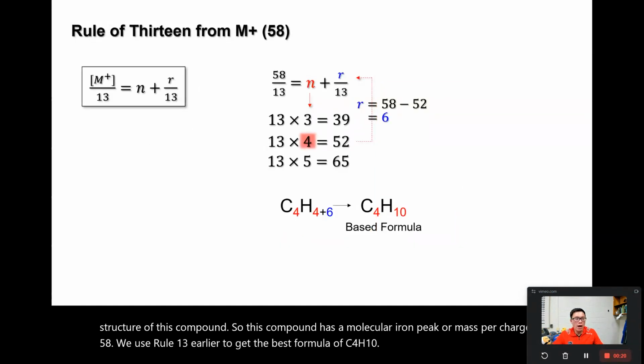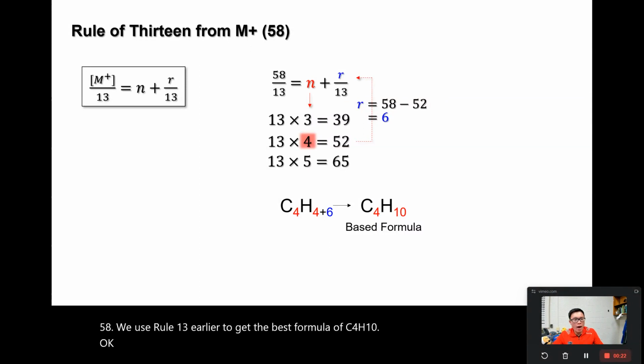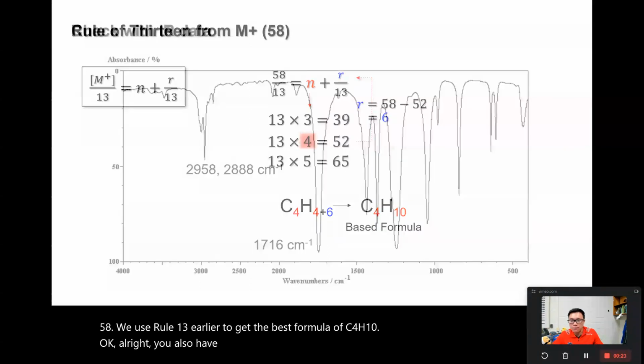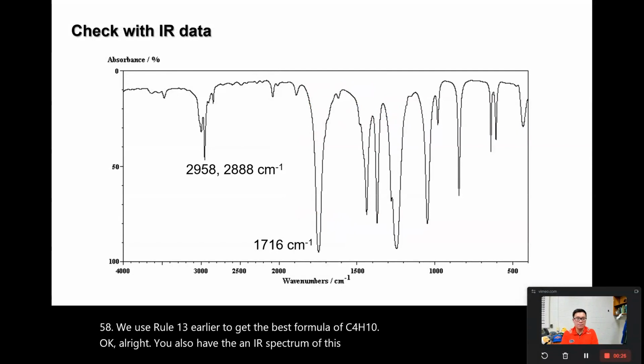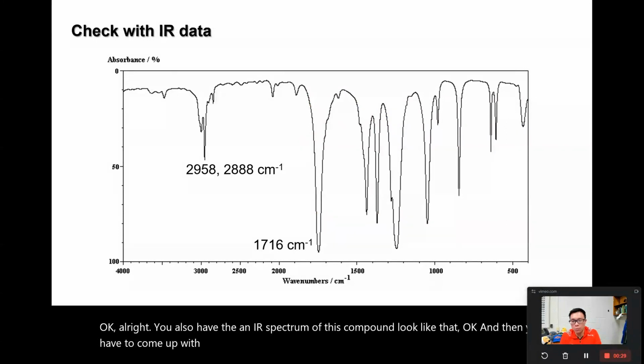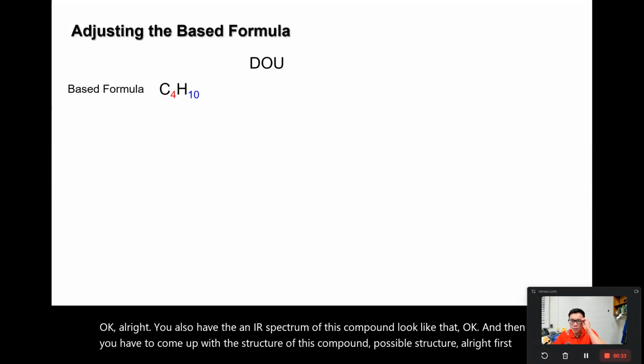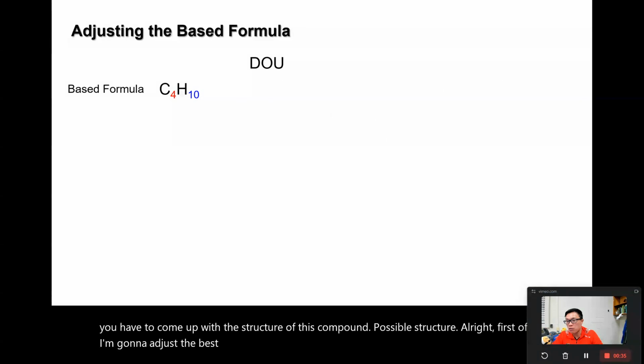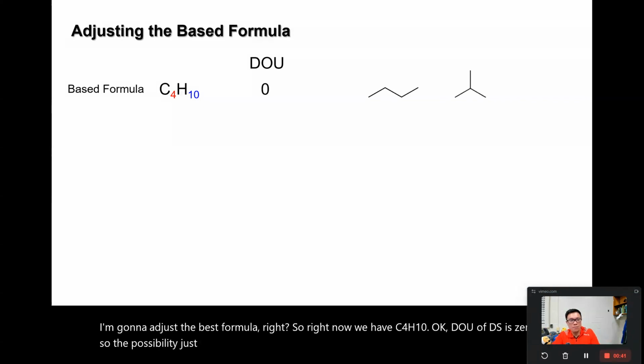All right. You also have an IR spectrum of this compound. Looks like that. Okay, and then you have to come up with the structure of this compound, possible structure. All right. First off, I'm going to adjust the base formula, right? So right now we have C4H10. Okay, the DOU of this is 0, so the possibility is just that or that.